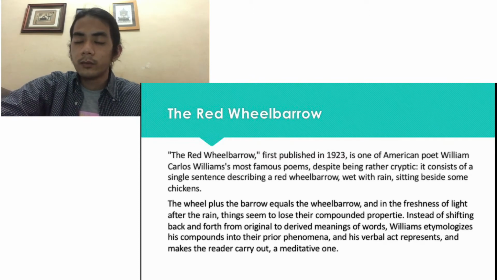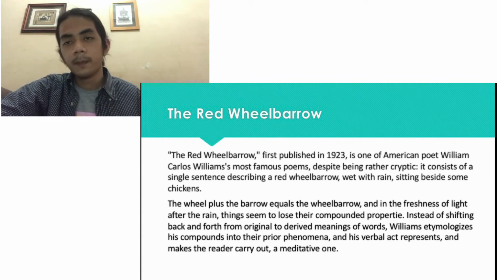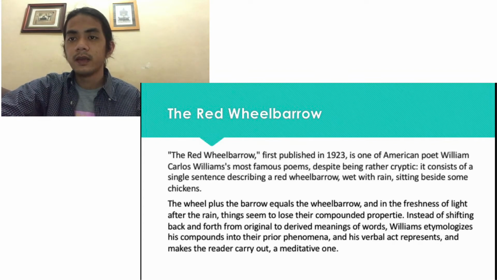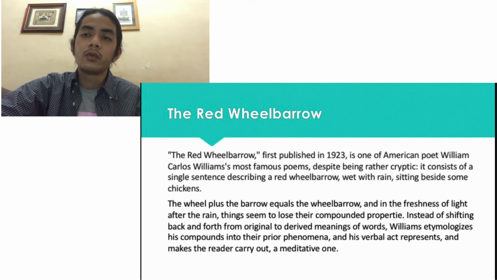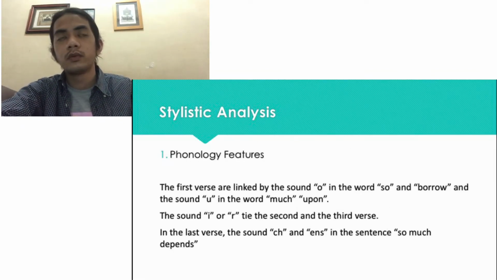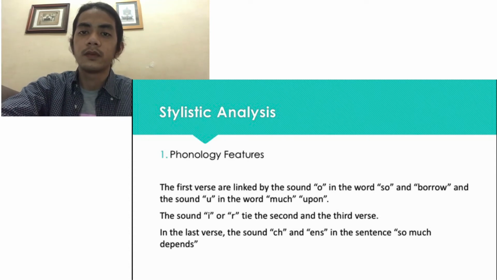The Red Wheelbarrow, published in 1923, is one of the most famous Carlos Williams poems. Despite being cryptic, it consists of a single sentence describing a red wheelbarrow wet with rain sitting beside some chickens. Okay, now let's talk about the stylistic analysis of this poem. The first one is phonology features.